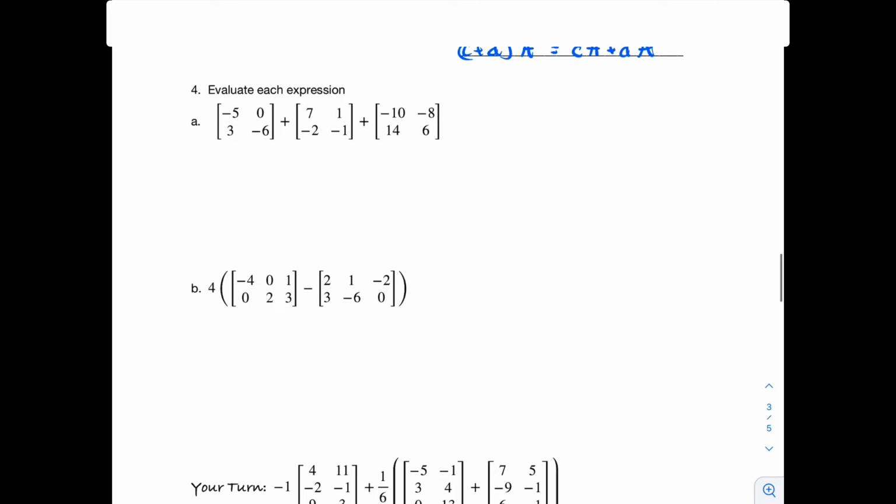So basically in this first example here, I have these 3 matrices. So basically I can add my corresponding entries. So for my first row, first entry, I'm going to add together all my corresponding entries.